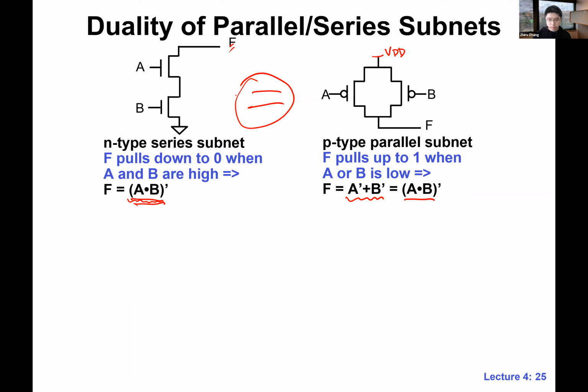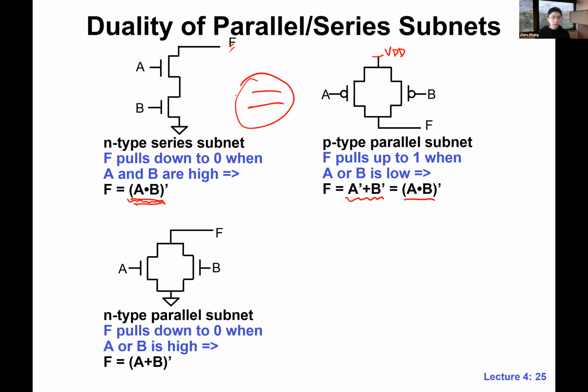So when you have an NMOS network, you can draw a corresponding PMOS network. If you're more comfortable with the PMOS network, if it's in parallel, then you can draw the corresponding NMOS network in series. All right, so I just want to further convince you. We can also have an NMOS subnet in parallel. In this case, this whole network is on, or conducting, when either A or B is high.